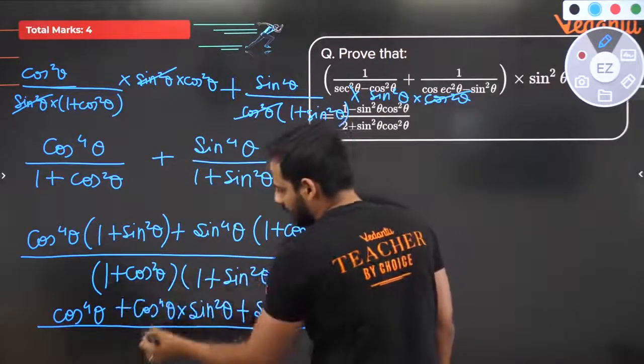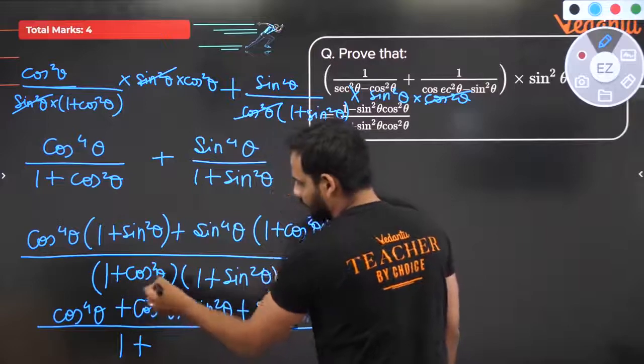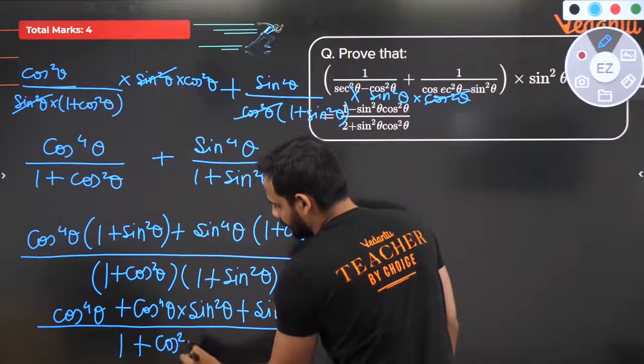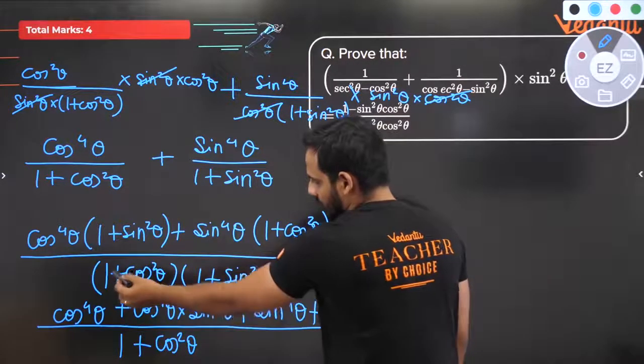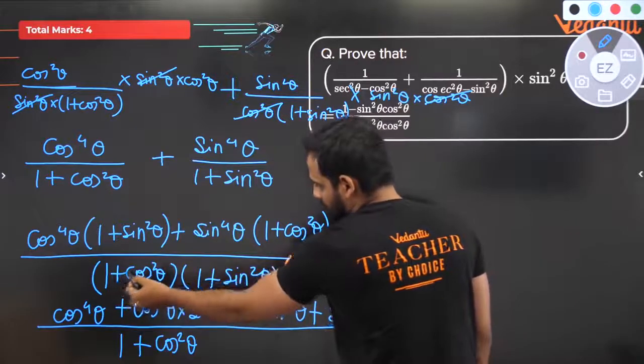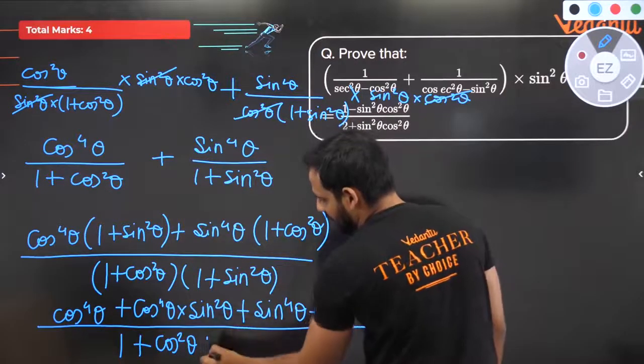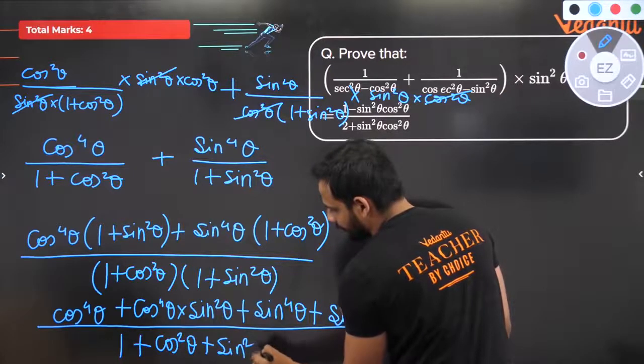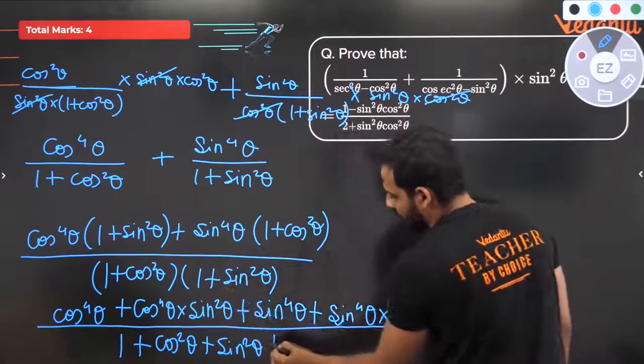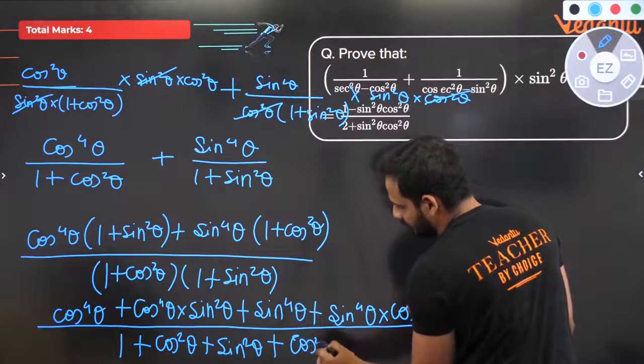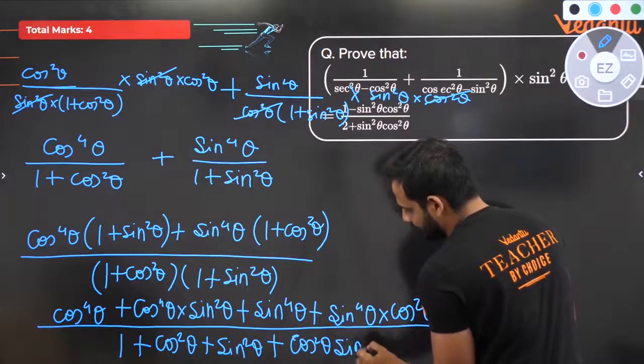Let us multiply them. 1 into 1 will be 1, plus cos square theta into 1 is cos square theta. Then 1 we have multiplied with 1. Then cos square theta we have multiplied with 1. Now 1 multiplied with sin square theta will be sin square theta. And here you have cos square theta into sin square theta.